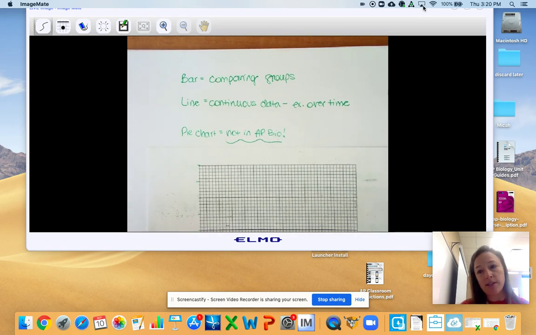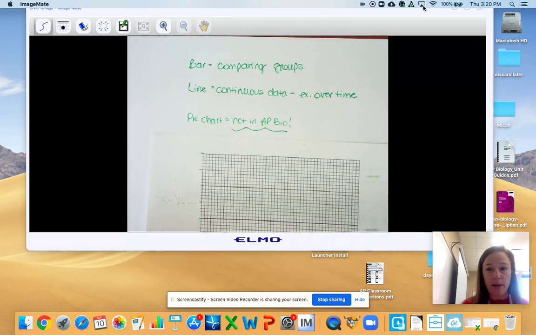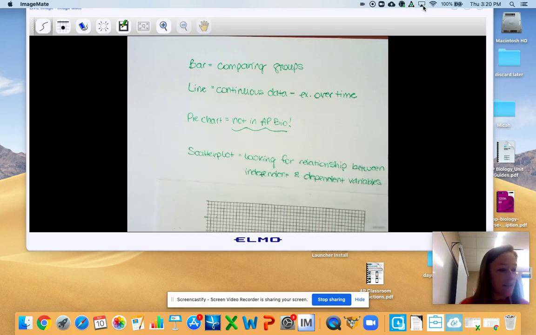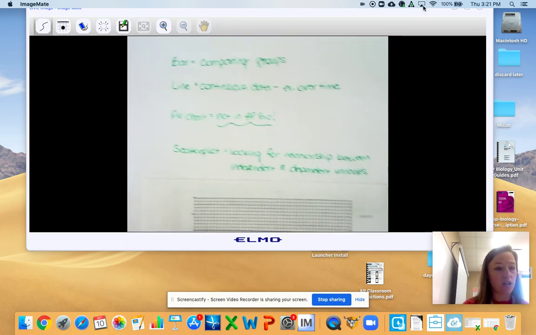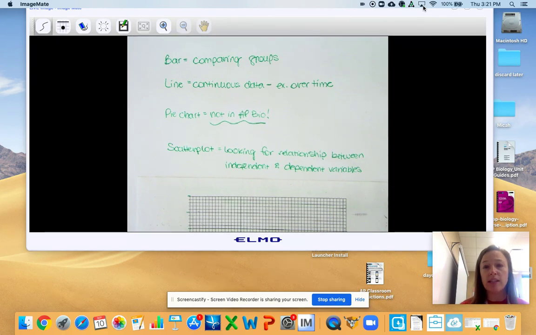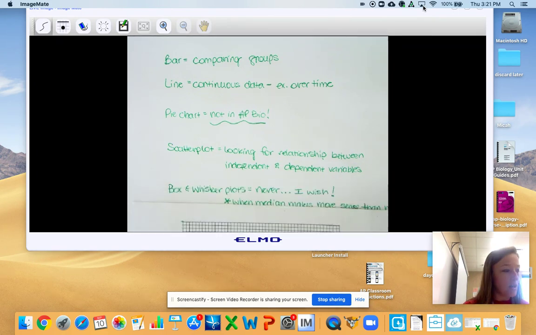Pie chart, we don't do these in AP Bio. I know they're cute, they're kind of fun, but not in serious science. So no pie charts. A scatter plot is kind of like a line graph, but you don't connect the dots. You just put all the points on there. Sometimes you do a line of best fit, but you're looking for some kind of relationship between the variables, to see if there's a correlation.